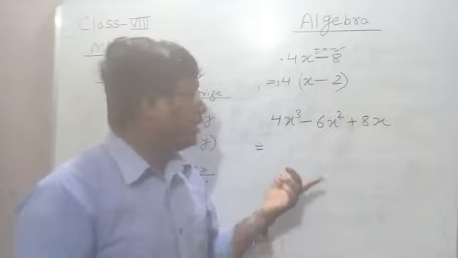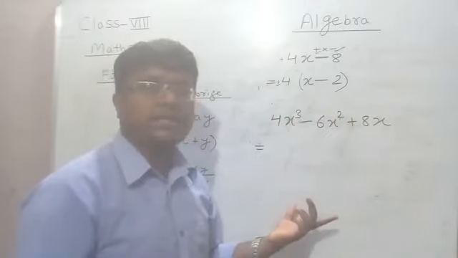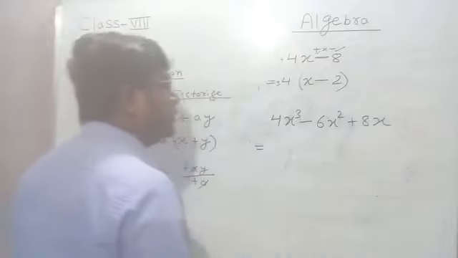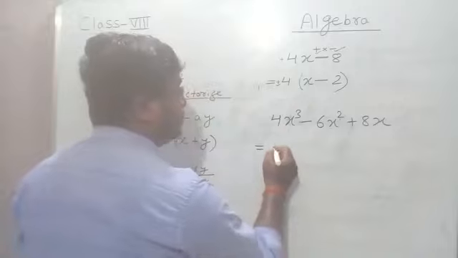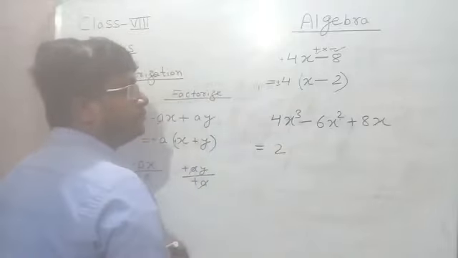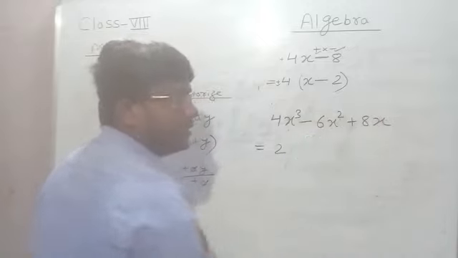In which table all three numbers 4, 6 and 8 come, that is 2. So 2 is the greatest number that can divide 4, 6 and 8. So I will take 2 as common. And here x to the power 3, here x square, and here x.